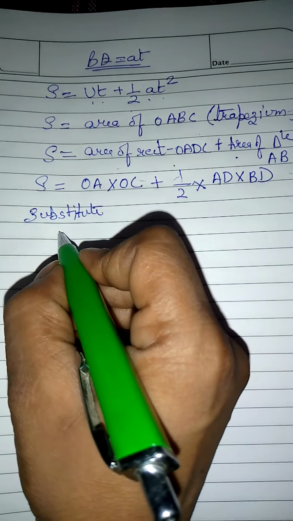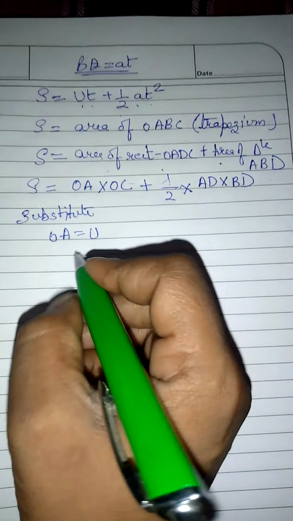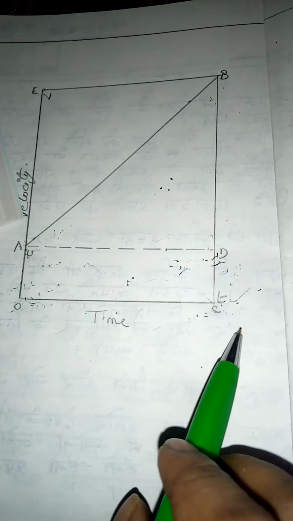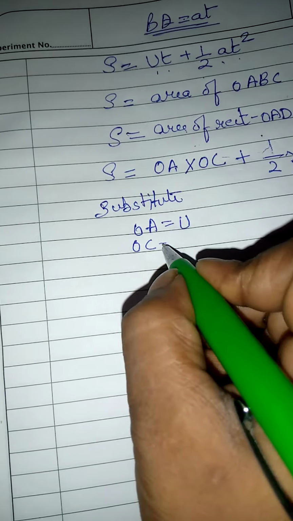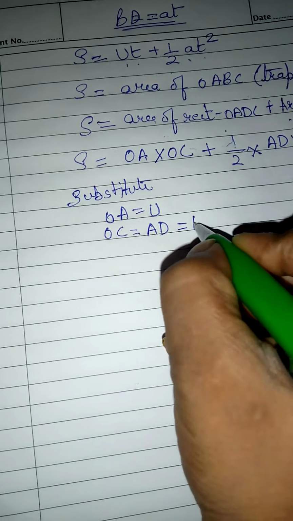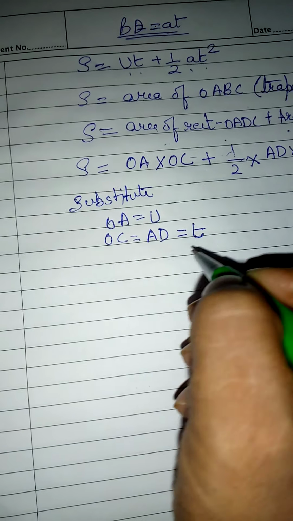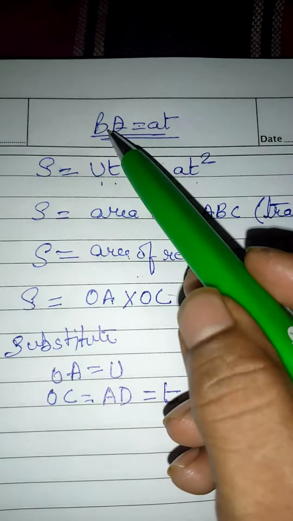अब हम substitute किसे कर रहे हैं? Let's write OA is equal to U. हमें पता है that OC is equal to AD. So we'll write OC is equal to AD, which is equal to T. Right? And then what I told you to remember was BD is equal to AT. So we'll write BD is equal to AT. Right? Now we'll just put it into value.